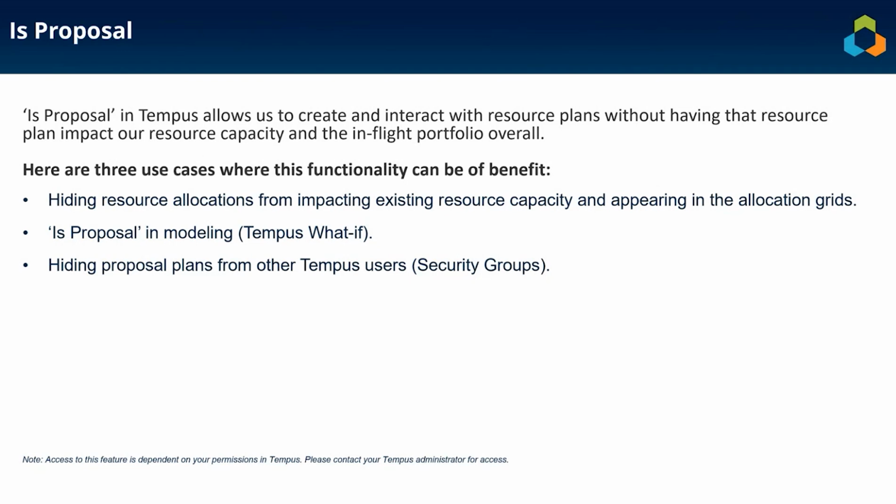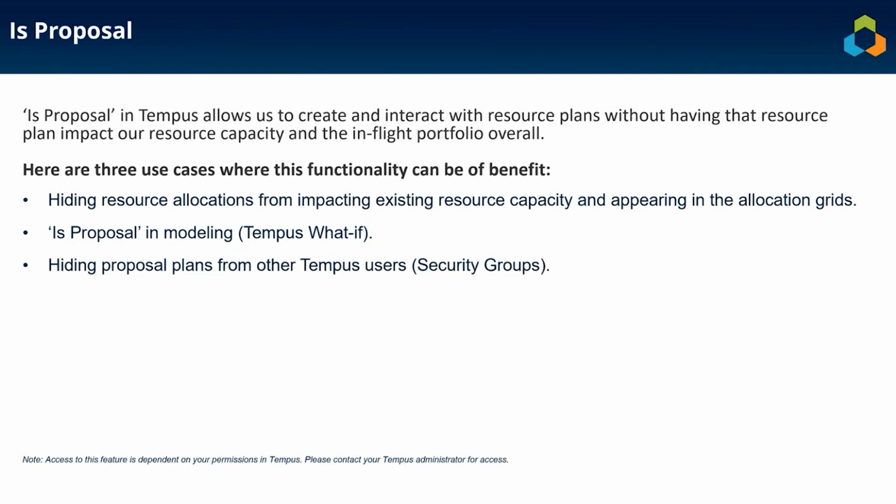This will generally be useful when you're taking your projects through some sort of approval process, maybe part of an annual planning process before the work that we're looking at becomes actual work. So 3 parts we'll look at in Tempus today. How to hide the resource allocations from impacting the capacity in the grids. This is going to be part of our configuration. We'll look at what these proposal projects look like in the modeling within the Tempus What If scenario planning tool.